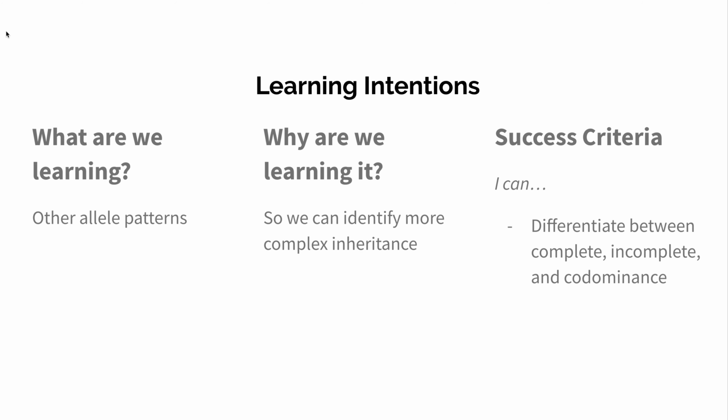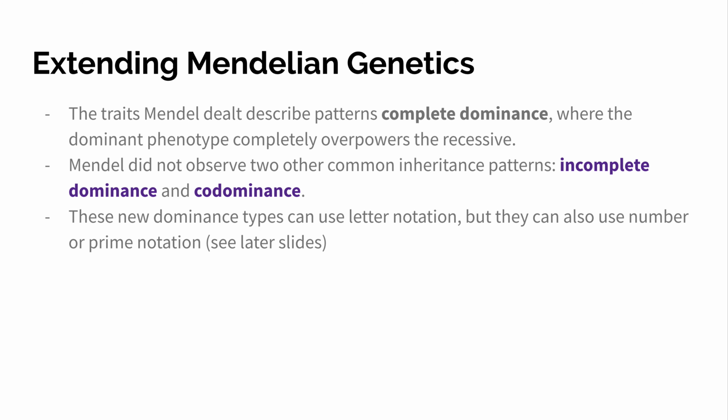Allele patterns beyond simple Mendelian genetics so that we can identify more complex methods of inheritance, and our success criteria is being able to differentiate between complete, incomplete, and codominance. So all of the traits that Mendel worked with showed what we call complete dominance, where the dominant phenotype completely overpowers the recessive. Mendel got lucky because all of the traits he studied showed the same type of complete dominance pattern, because there are two other common patterns of inheritance that are out there, as well as more complex ways that genes and alleles can interact.